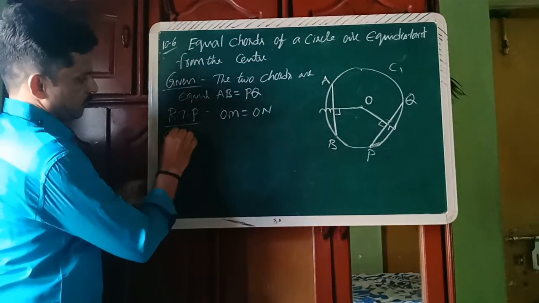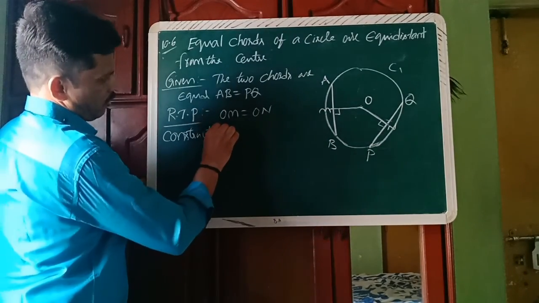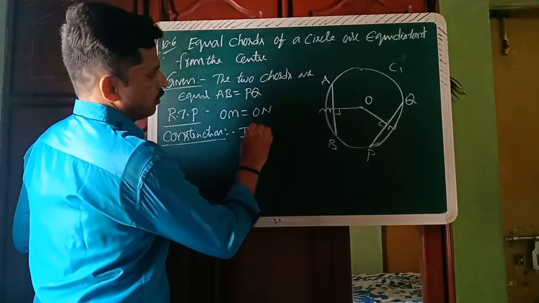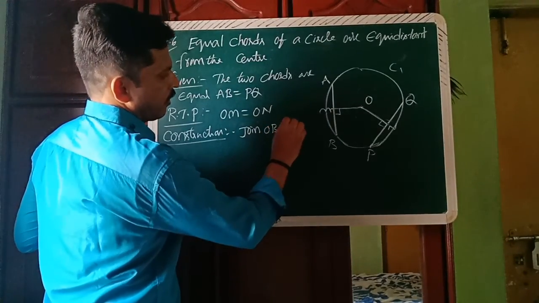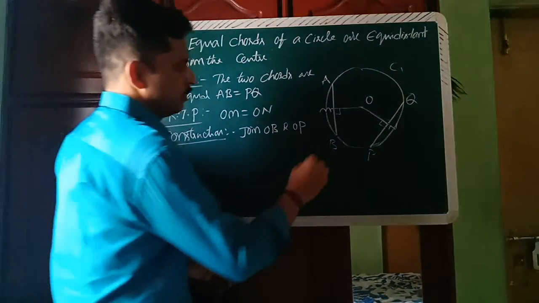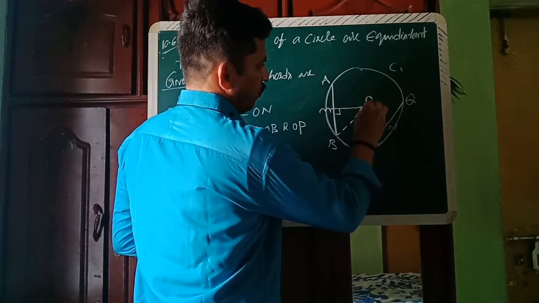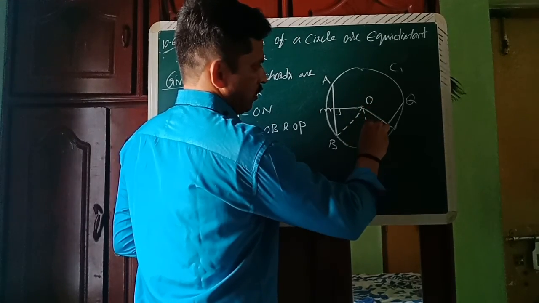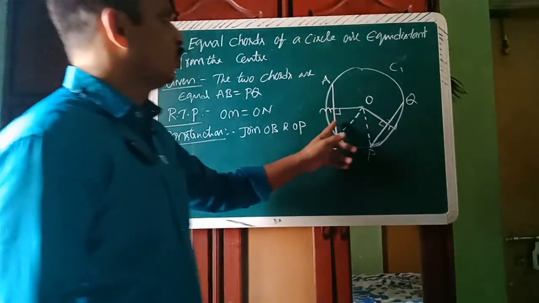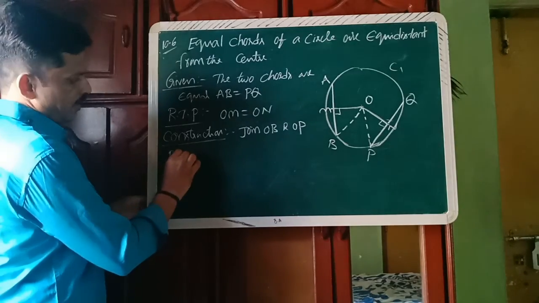Construction. For this construction, join OB and OP. So you need construction for this theorem proof. If you observe here, I am taking two triangles. So what are those triangles?